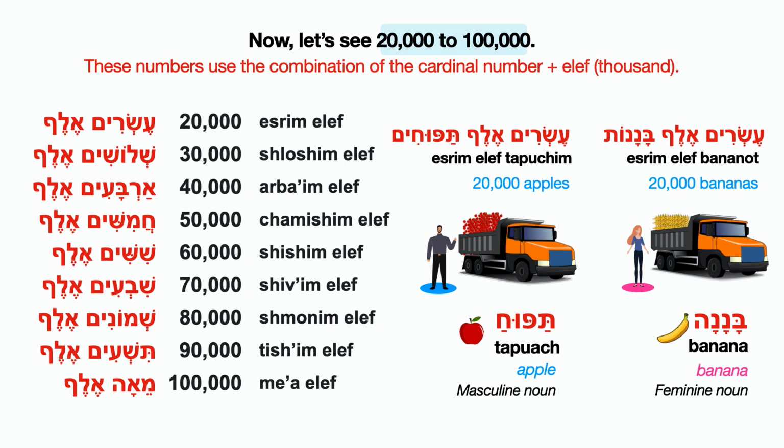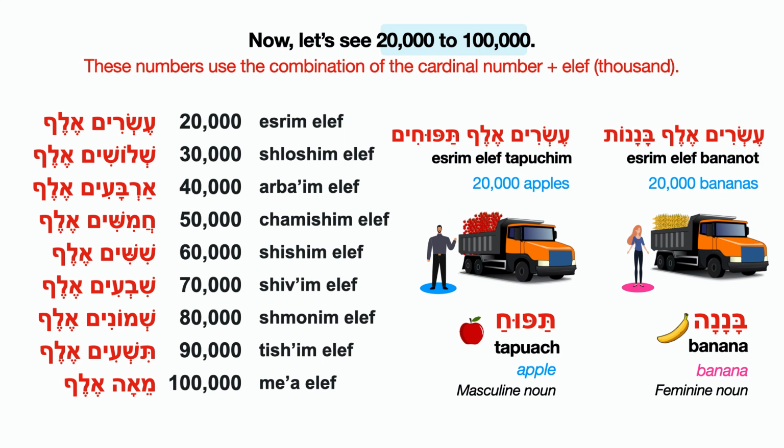Now let's say the other numbers. 30,000, 40,000, 50,000, 60,000, 70,000, 80,000, 90,000, and 100,000.